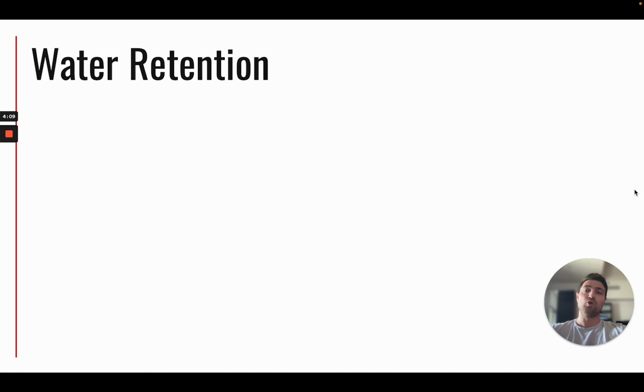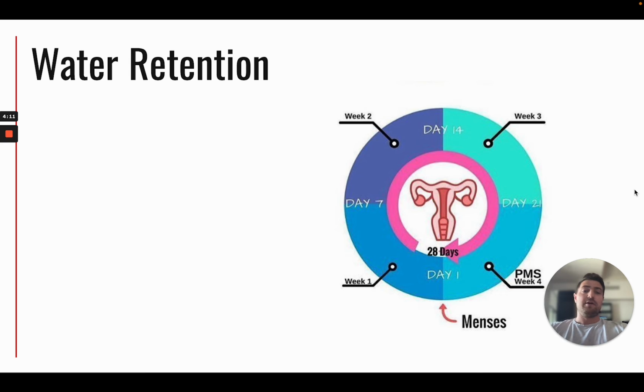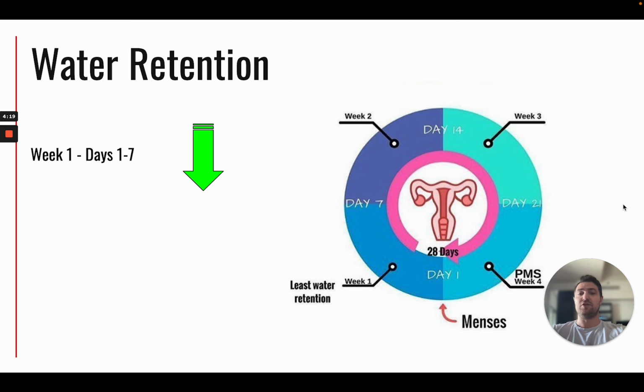So let's talk about water retention. Here we have week 1, 2, 3 and 4, which represents the 28 days of your cycle. And week 1, days 1 to 7, this is when you have your least water retention. As you see here, this is your menstruation.